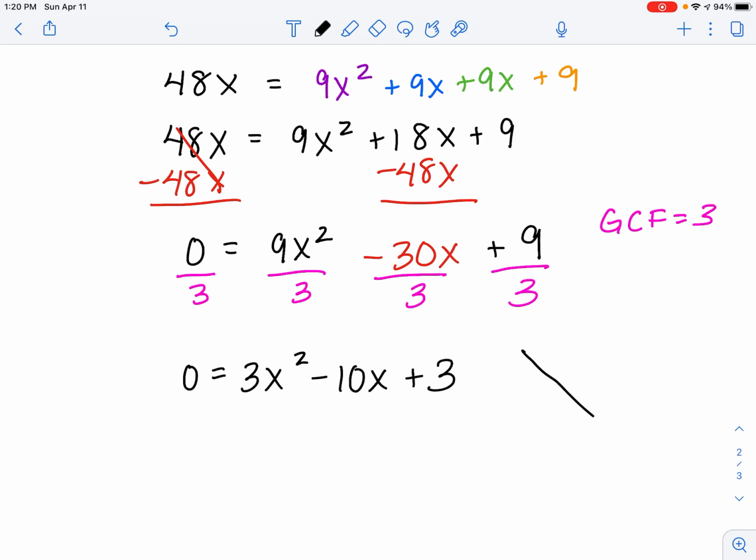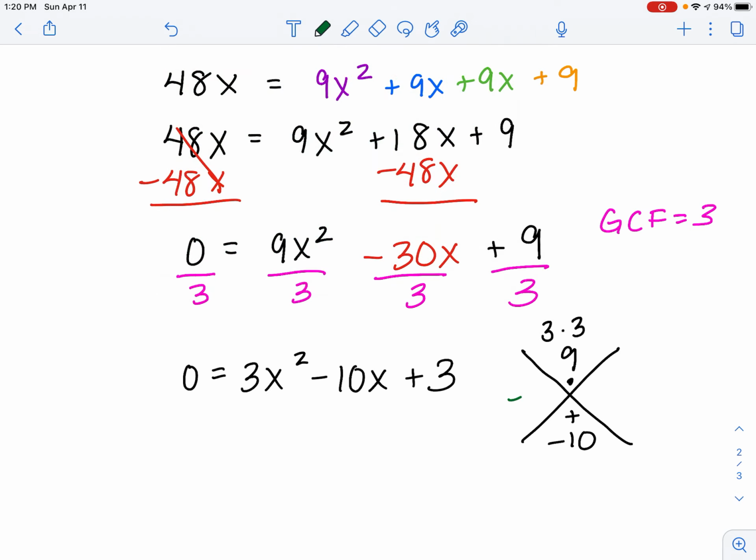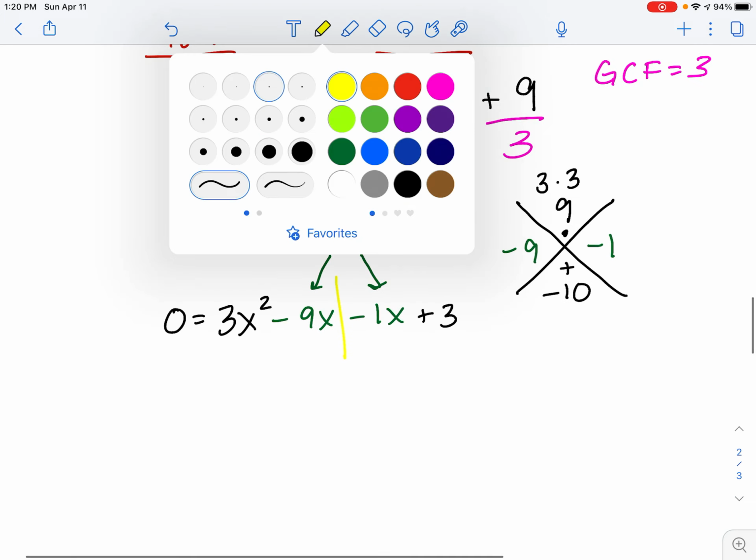To factor, I'm going to use the big X. I want to multiply to 3 times 3, which is 9, and add to my middle term of negative 10. The numbers that are going to do that for me are negative 9 and negative 1. Because I have this 3x squared here, I can't just break it down into parentheses sets right away. What I have to do first is break that negative 10x up using the two numbers we just came up with. So negative 9x minus 1x still gives me negative 10x. And then I'm just going to bring down the rest of the problem. So then I have 4 terms, so I'm going to cut it in half to do factoring by grouping.